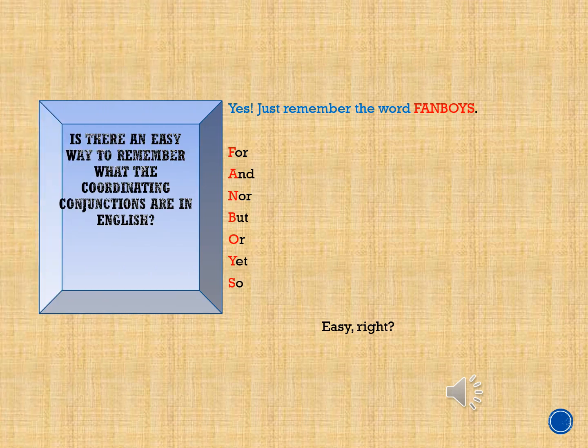All right, so now let's take a look, and the best way to remember the coordinating conjunctions is with the acronym FANBOYS. FANBOYS is an acronym. So we have F for for, A for and, N for nor, B for but, O for or, Y for yet, and S for so. So FANBOYS is not the name of these words. FANBOYS is the best way to remember them.